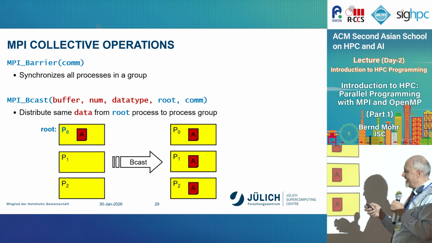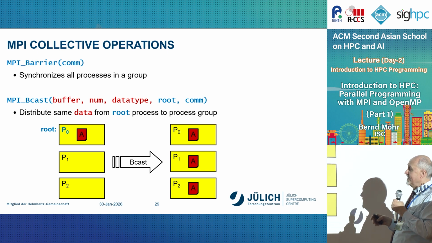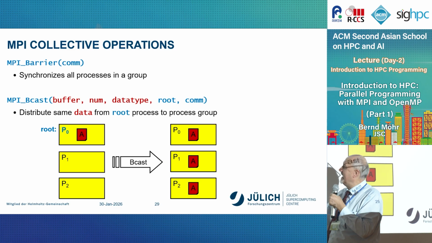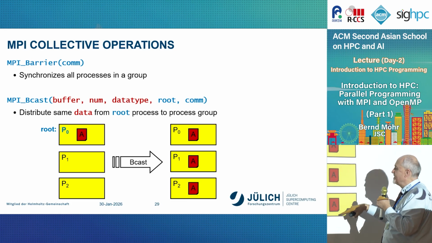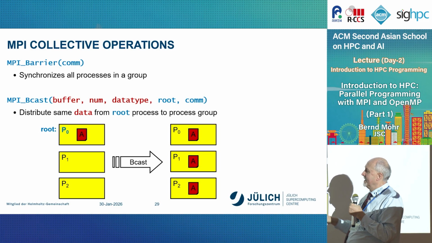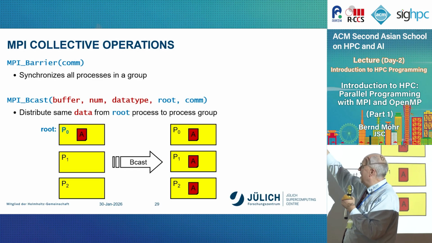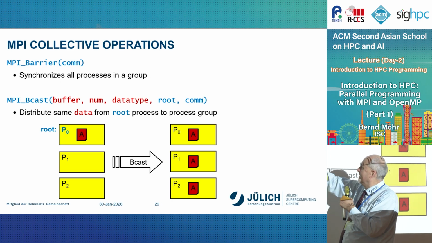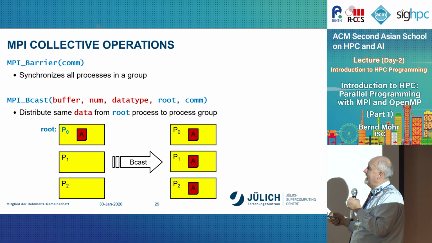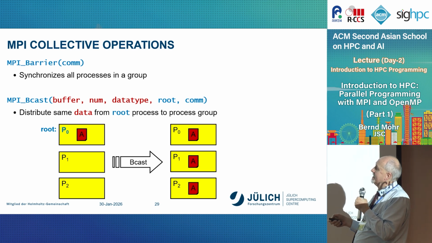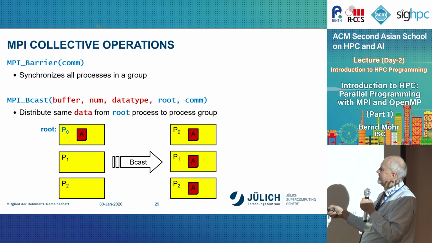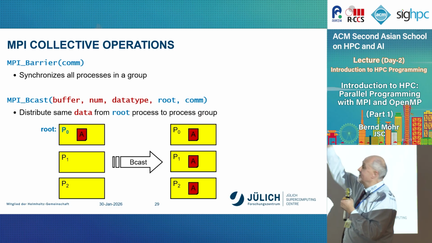The next simple function: I have a group of processes, and one process has some specific data A, and wants everyone to know about it. It's called a broadcast, like in radio. This one process doesn't have to be process 0; it could also be 1 or 2. It is called the root. Then I'm saying: distribute the data A from the root process to everyone in the process group, which is the communicator.